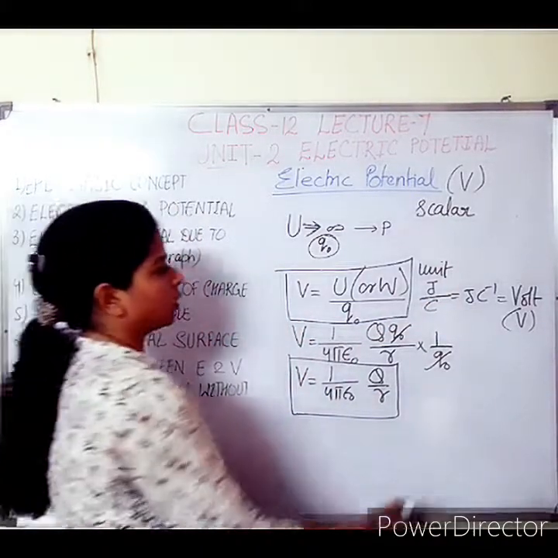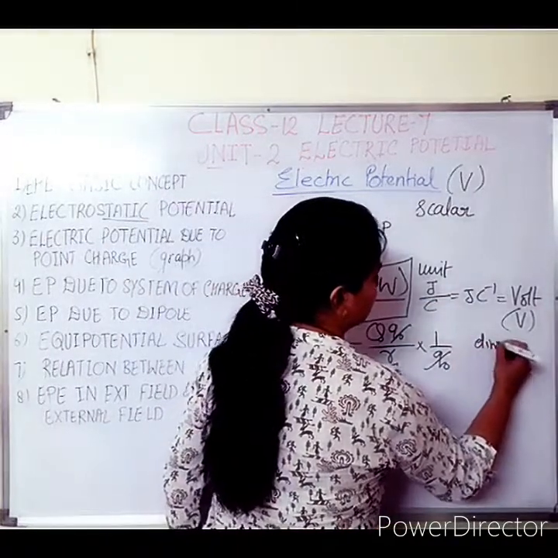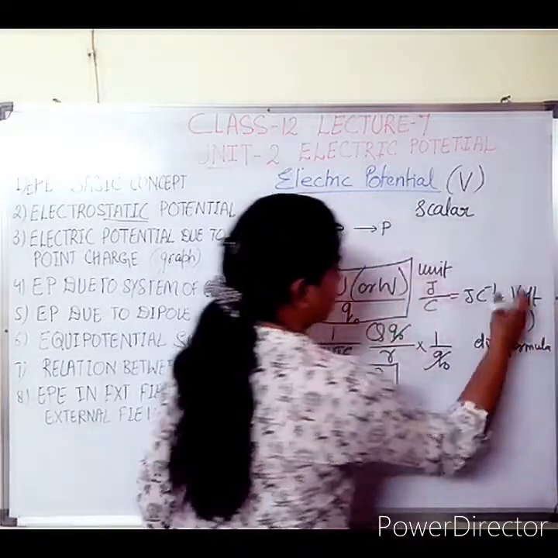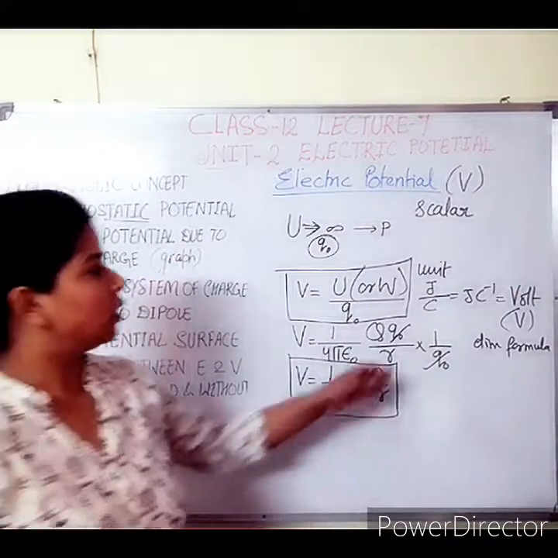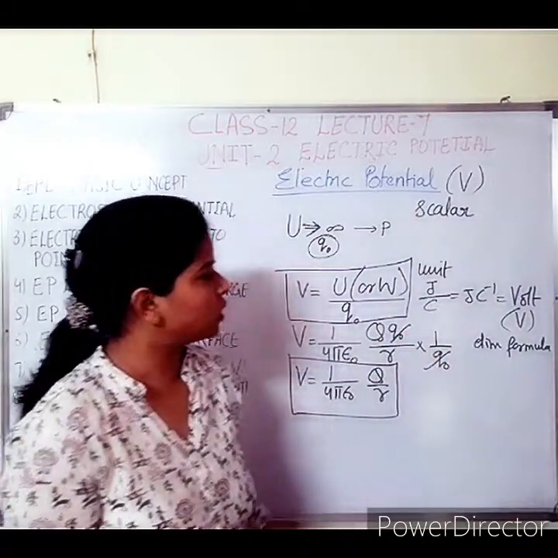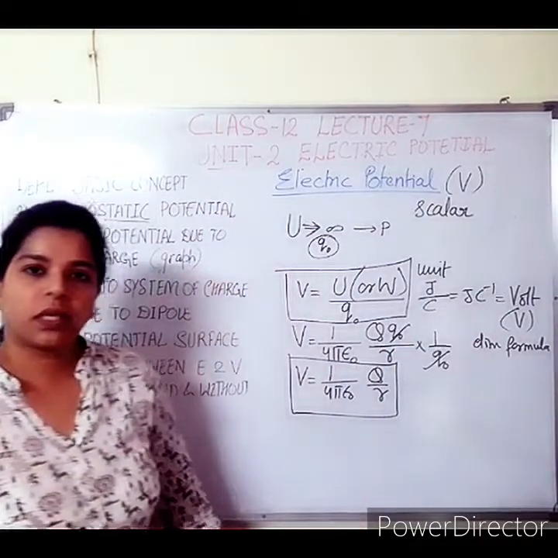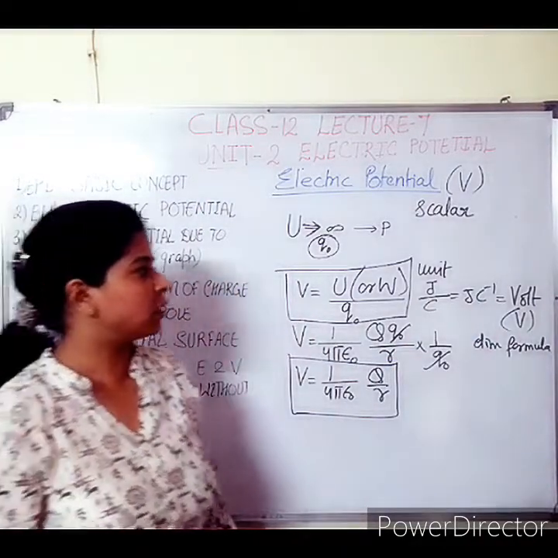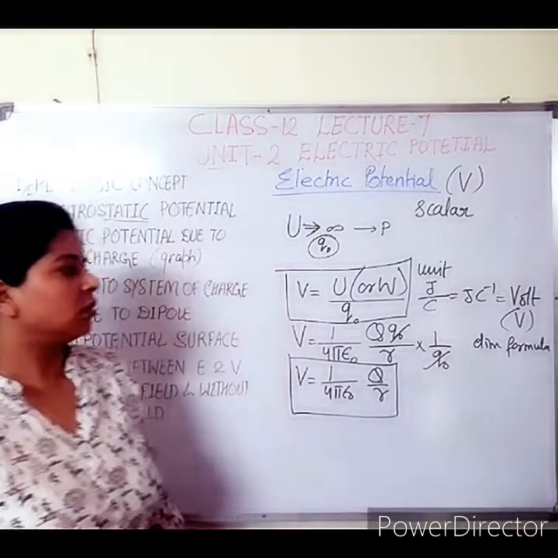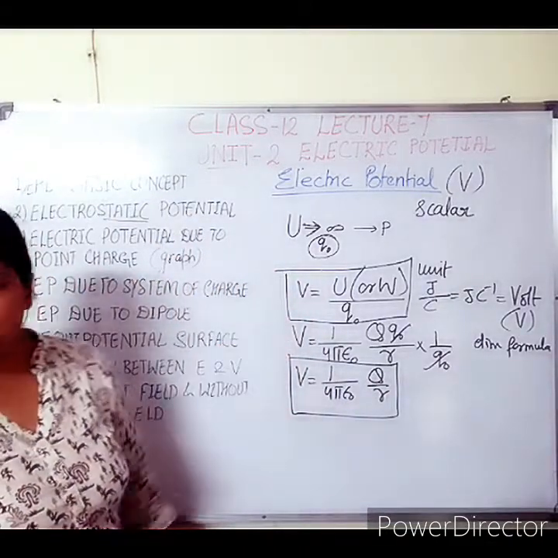Corresponding to it you can also find the dimensional formula, which you did in class 11. For joule you get M L squared T to the minus 2, and for coulomb inverse you get the inverse of current and time, and then you get the dimensional formula for electrostatic potential.